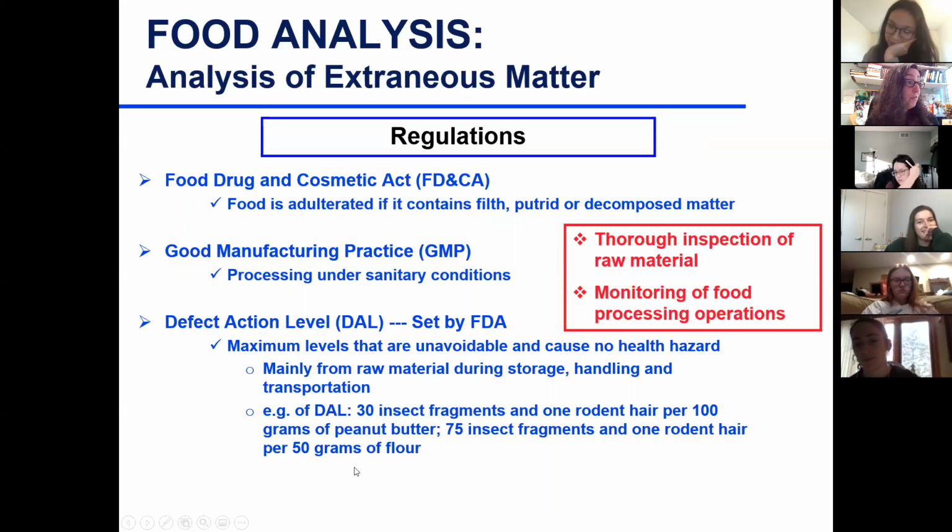Look at the flour, for example. 50 grams of flour is just a little bit of flour. 75 insect fragments are allowed and 1 rodent hair. Above that, that's not allowed. So again, more sources of protein, I would say.